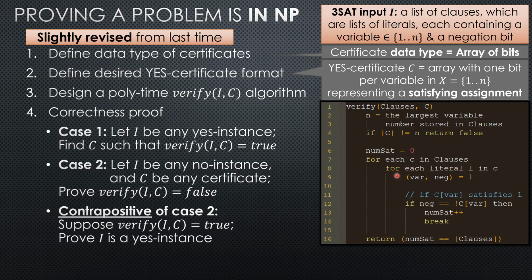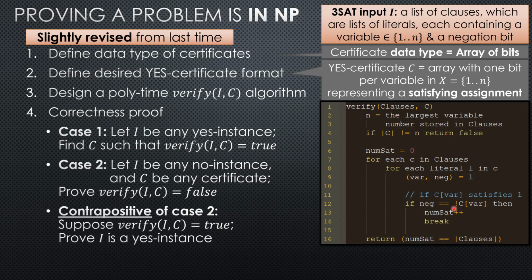How do I do that? I iterate over the literals and see if any of those literals are satisfied. And remember, a literal is a pair consisting of a variable number and a bit that says whether it's negated or not. So I'm going to check: does the assignment, maybe not a satisfying assignment, but does the assignment of truth values to variables in C assign to this variable a truth value that causes this literal to be satisfied? Does it make this literal true?